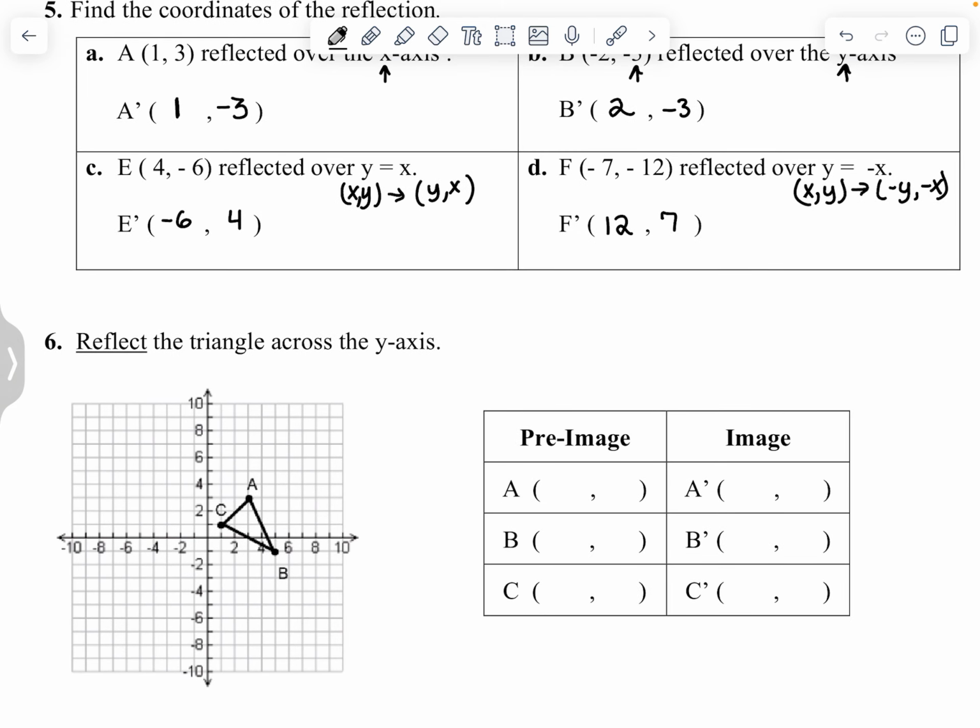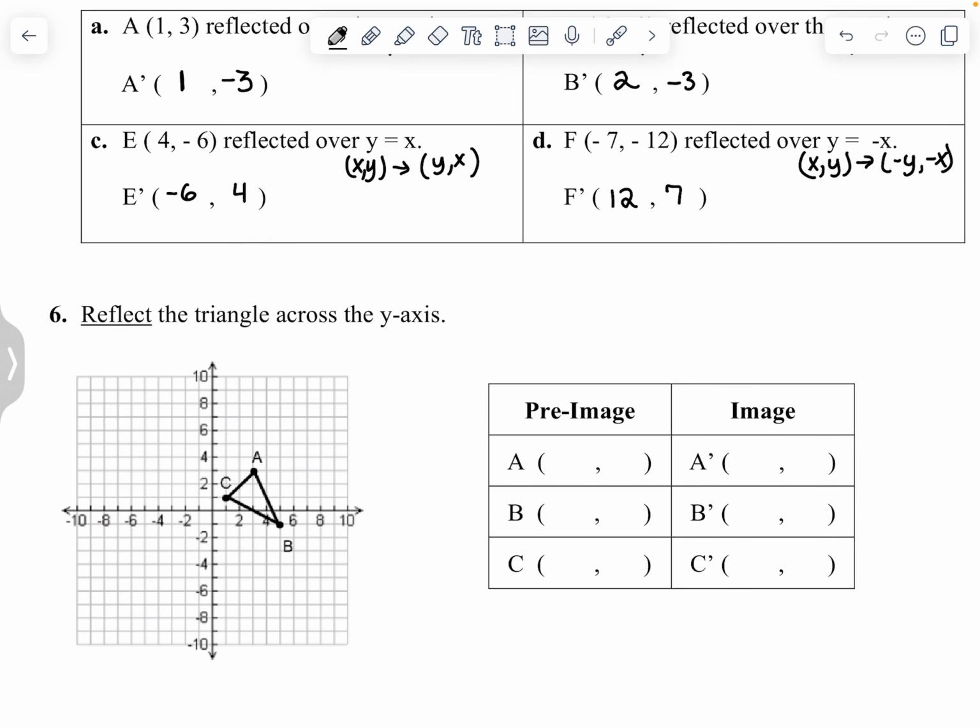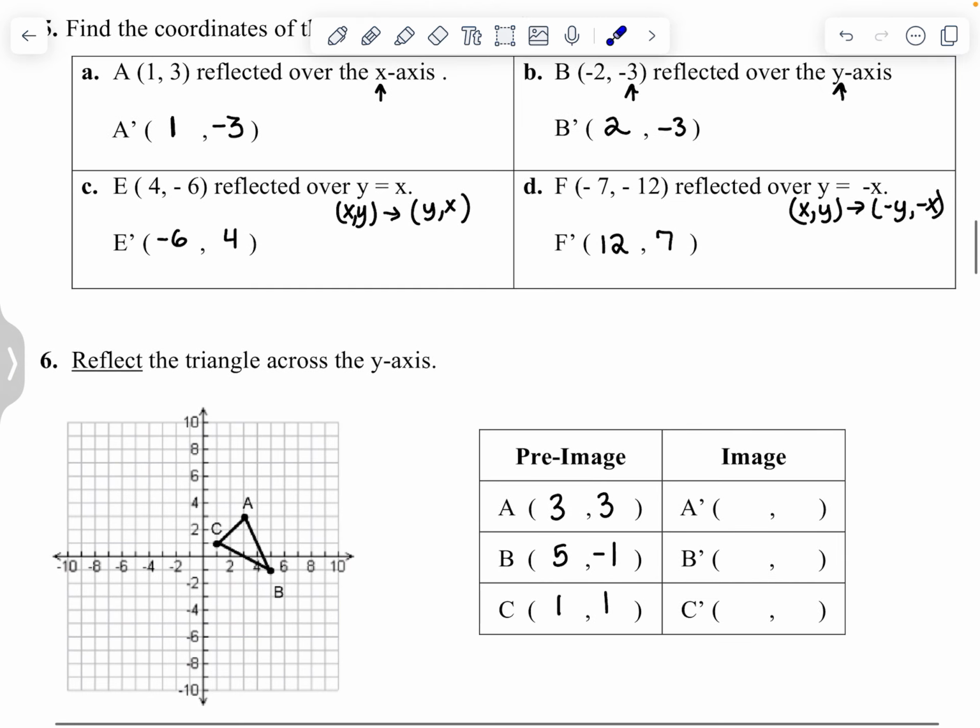Reflect the triangle across the y-axis. So A is at (3, 3). B is at (5, -1). And C is at (1, 1). And we just said that whenever we reflect across the y-axis, our y-coordinate stays the same. And so let's transfer all of our y-coordinates. Those are going to stay the same. And what's going to change is our x-coordinate is going to change sign. -3, -5, -1.